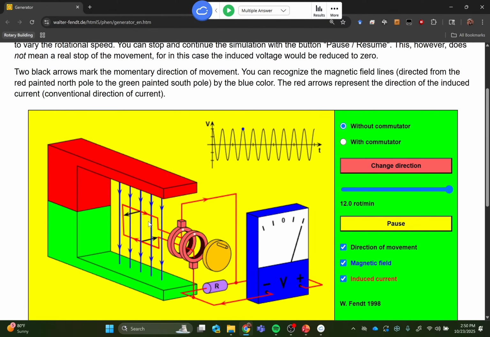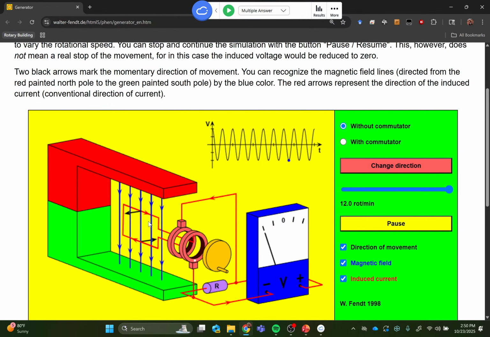And this is why all generators make AC voltage. AC means alternating. It goes back and forth. So when you plug something into the wall, the voltage in the wall makes the electrons wiggle back and forth. They don't actually travel in one direction. They just wiggle back and forth.